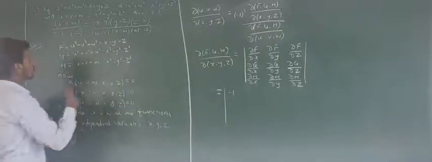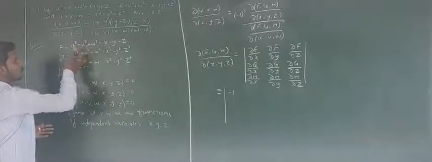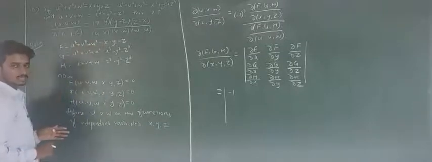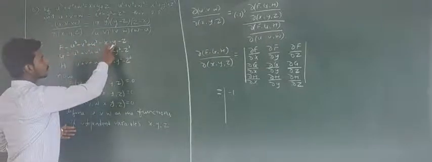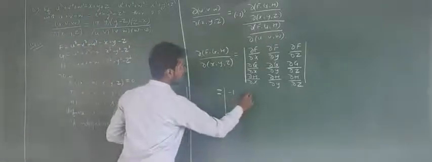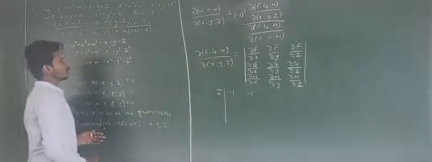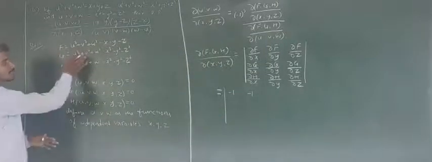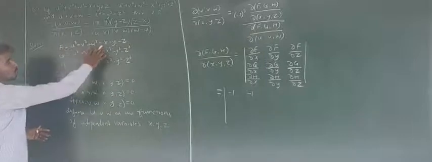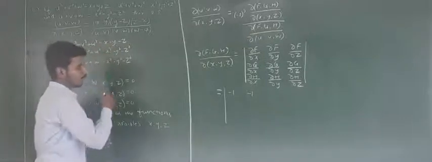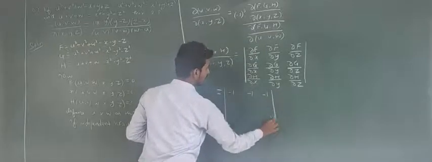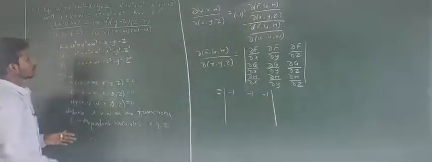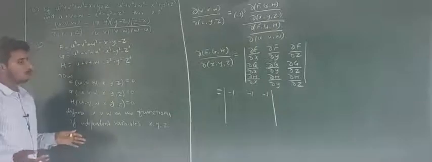Next we want dou f by dou y, so we have to differentiate this function with respect to y. If we differentiate this function with respect to y, this will be minus 1. Next we have to differentiate this function with respect to z. If we differentiate this with respect to z, again this value will be minus 1, because differentiation of minus z will be minus 1.